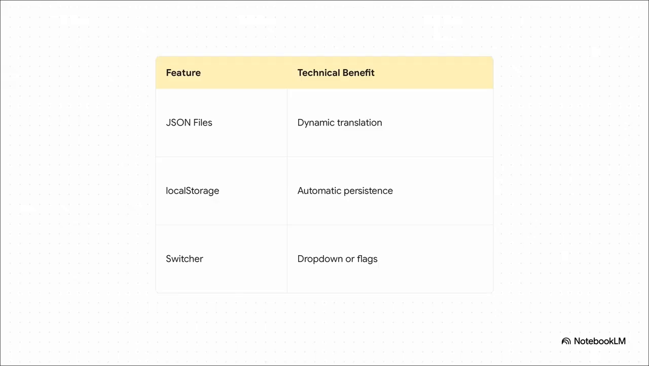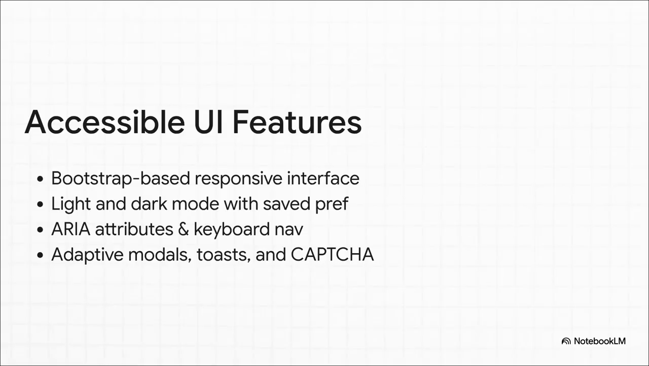And for the actual user interface, there's a built-in switcher that can be styled as a dropdown or with flags, giving the user total intuitive control over their experience. But a truly global interface isn't just about language. It's about being accessible. The interface is Bootstrap-based, meaning it's fully responsive across literally all devices. And it even includes a built-in light and dark mode with saved preferences.